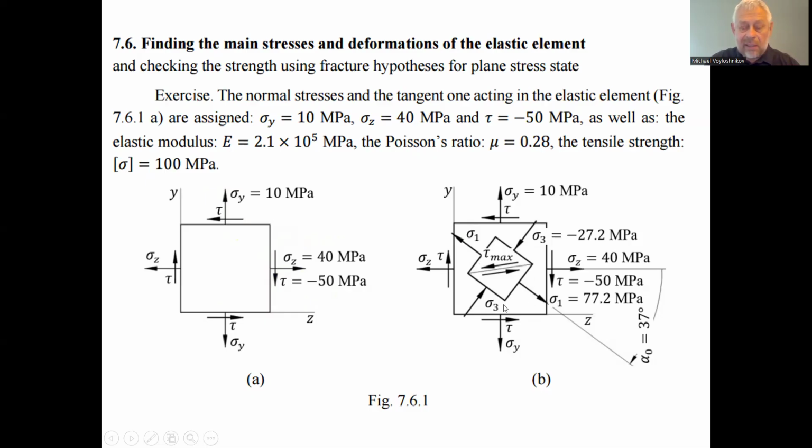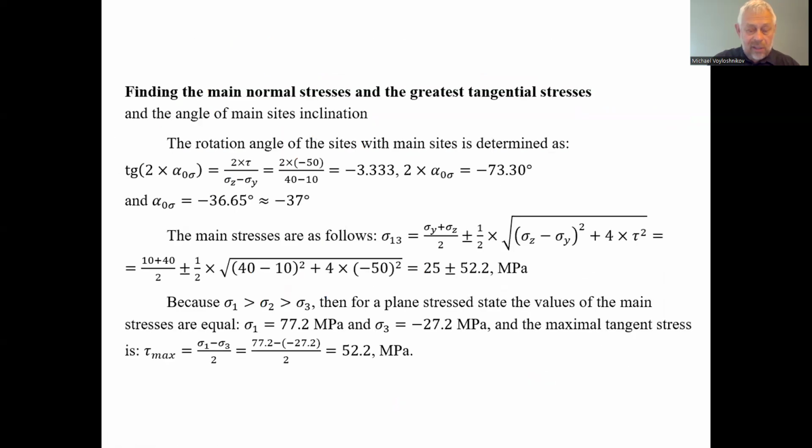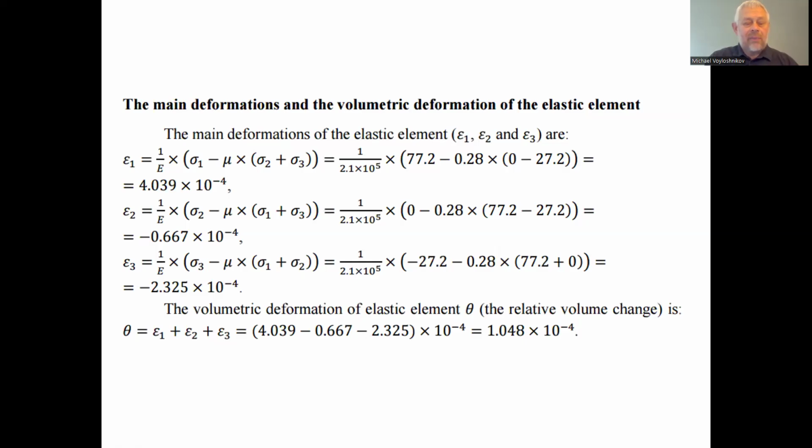Those are the main directions of the main stresses, sigma 1, sigma 3, and sigma 2 directed parallel and opposite to the axis x, perpendicular to the plane of consideration. And this is the angle of inclination, 45 degrees, of the side of application of the maximal tangential stresses. So we have the main stresses and the angle of inclination of the main directions and main sides. Next we can find the main deformations of the elastic element.